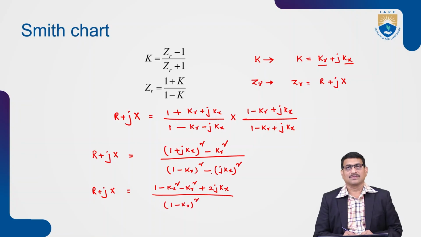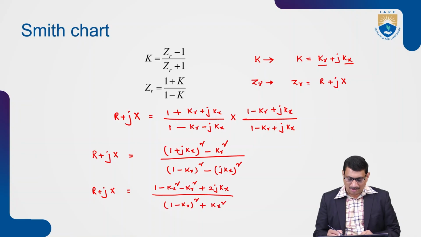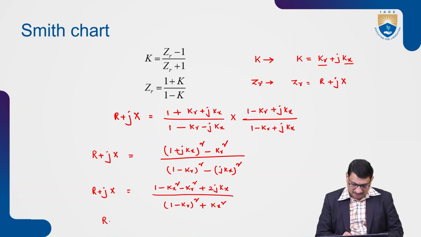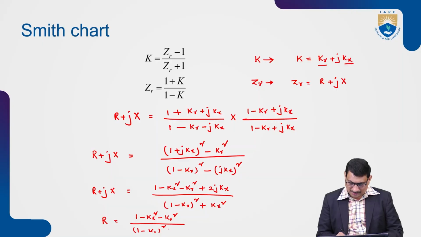If I write j square as the outside, then j square is nothing but minus 1. Then I can write the plus kx square. Now I will equate the real and imaginary parts on both sides of this equation. Then I may get r equal to 1 minus kr square minus kx square divided by 1 minus kr square plus kx square. And I will call this equation 1.